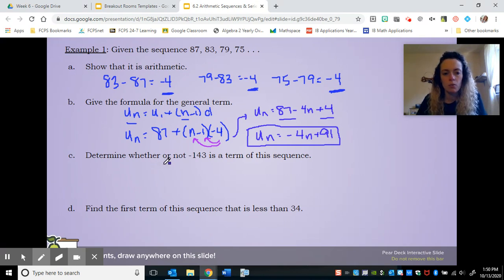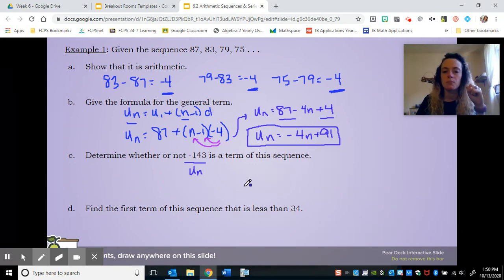Part C, determining whether or not negative 143 is a term of the sequence. So negative 143, they're saying if you continue the sequence out, will negative 143 be part of it? And I'm explicitly saying that because they're telling you negative 143 is u sub n, because that would be the actual term you would see in the sequence. What we're going to be looking for is n. Where in the sequence would that happen?